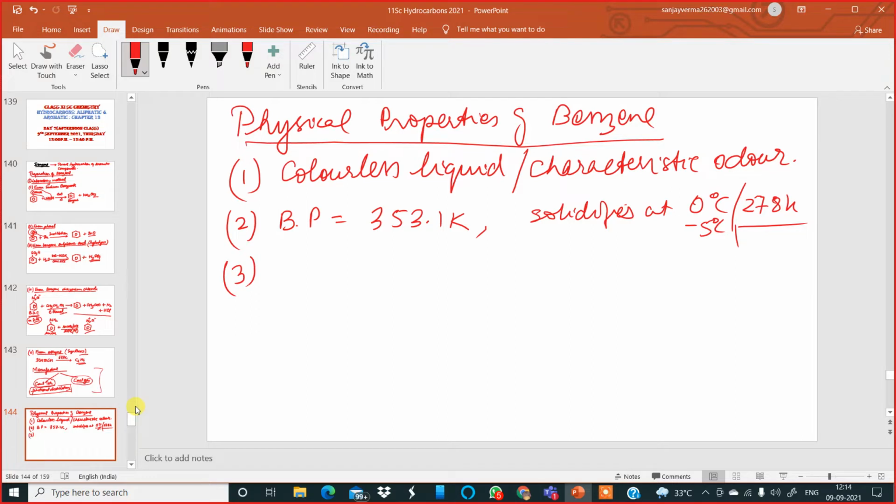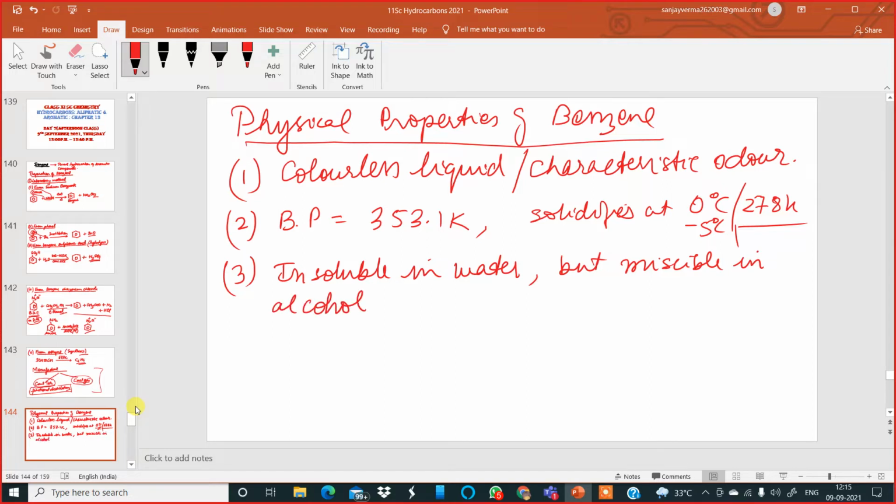Then the third physical property of benzene: it is insoluble in water. Remember that. It is insoluble in water, but miscible with alcohol, meaning soluble. When I say alcohol, it has to be ethanol, and also dimethyl ether, diethyl ether, propyl methyl ether, in all proportions. Its solubility is this one.